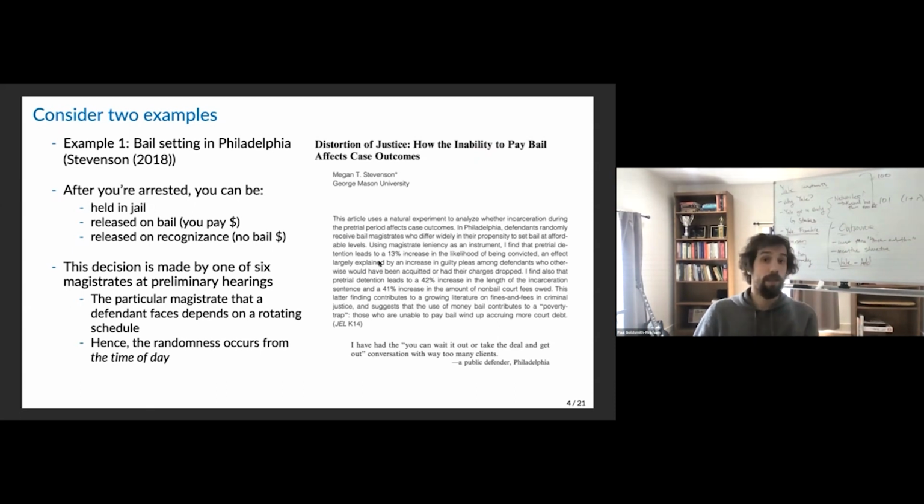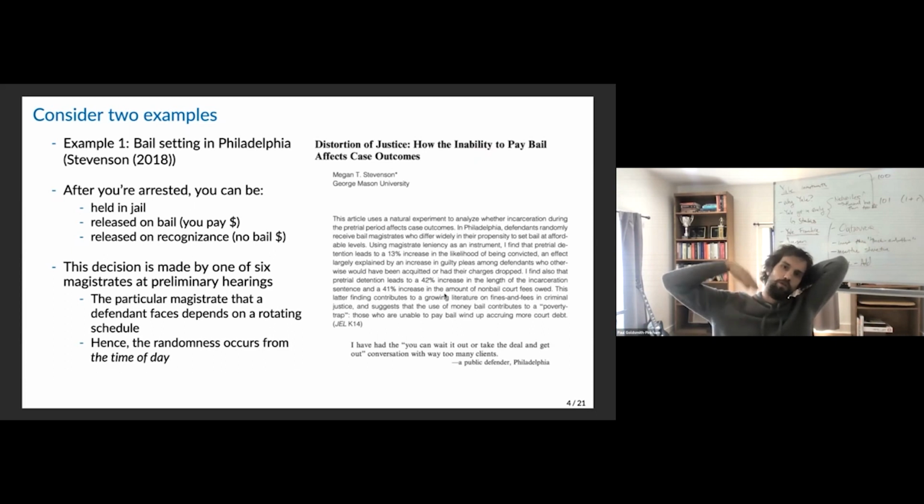So how did they get exogenous variation? In this paper, Megan Stevenson uses the fact that there's effectively one of 6 magistrates who see your case. The magistrates work in 8-hour shifts. There's 6 of them who work in Philadelphia at any given time. And they effectively follow a prearranged schedule where they're rotating through times of day and days of the week, so they're seeing people at all times of day.